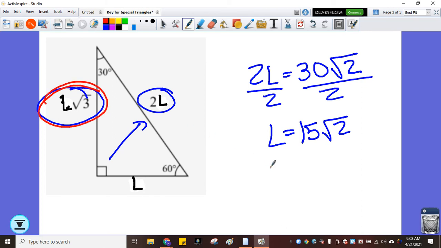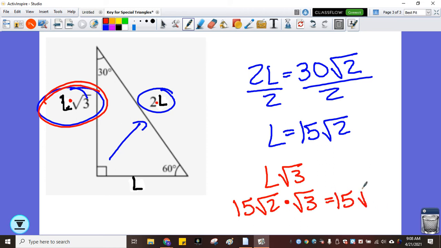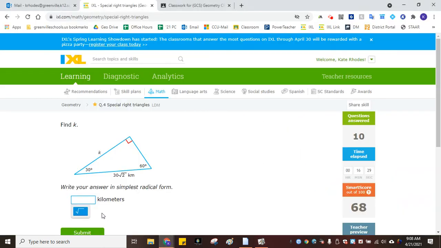So this is an extra step. Here's our long side. Our long side is L square root 3. This is what L is, so I'm going to replace it. Again, if you want to put a times symbol in between these, you can. So 15 square root 2 times the square root of 3. Multiply what's under the radicals together. The square root of 6 is 2 times 3, so we can't simplify that at all. So 15 square root 6.